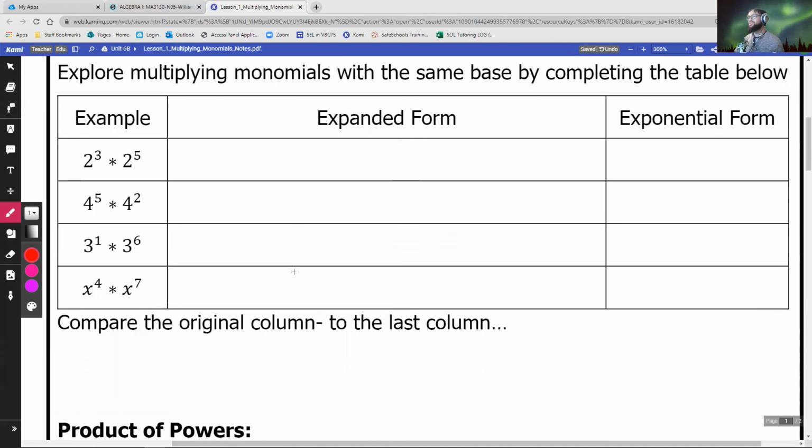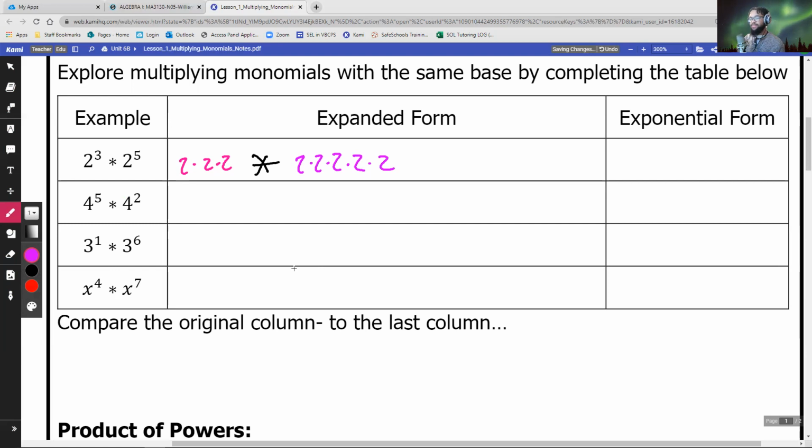It says, explore multiplying monomials with the same base by completing the table below. I'm going to write them out. It has 2 cubed times 2 to the 5th. So that's the same as saying 2 cubed, which I'll write in pink: 2 times 2 times 2. That's how we write 2 cubed. And then we're going to multiply it by 2 to the 5th: 2 times 2 times 2 times 2 times 2.